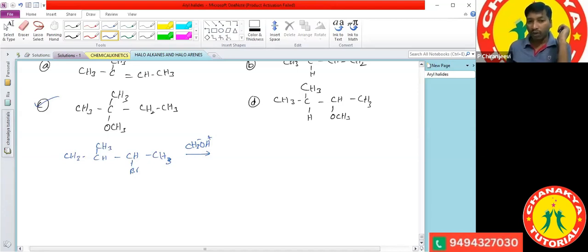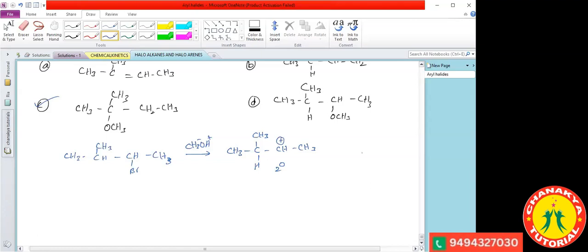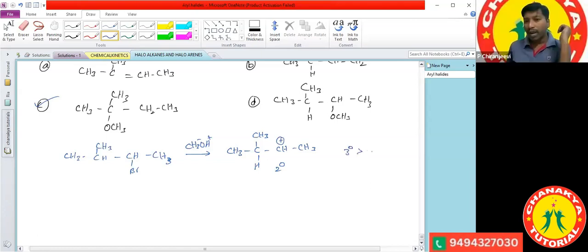Now first, if you remove the Br minus, CH3 bond H bond CH bond CH3 forms a secondary butyl carbocation. It forms a secondary carbocation. According to the stability order, which carbocation is more stable? Tertiary carbocation is more stable than secondary. Secondary is more stable than primary.